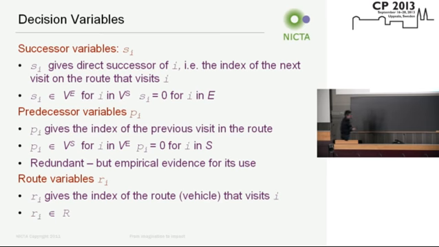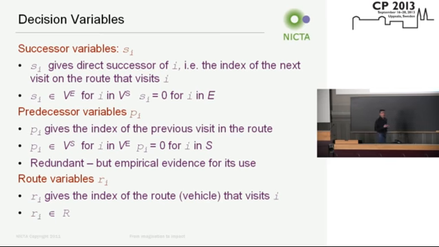Okay. Predecessor variables are just the inverse. What is the predecessor of i in the route? Now, this is actually redundant. I don't need that, but there's some empirical evidence that having both predecessor and successor variables helps in search, and so we'll maintain the Pi as well, which is the predecessors.